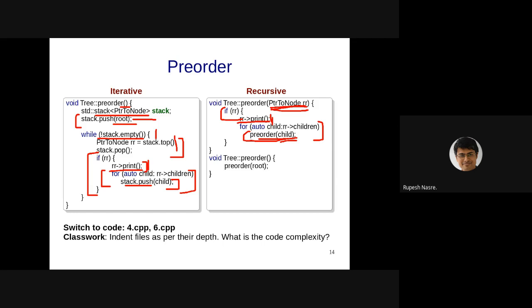That means for root, it is going to be additional 0 amount of work. For level 1, it is going to be additional 1 amount of work per node. Then 2, let's say, spaces or tabs for level 2, and so on.